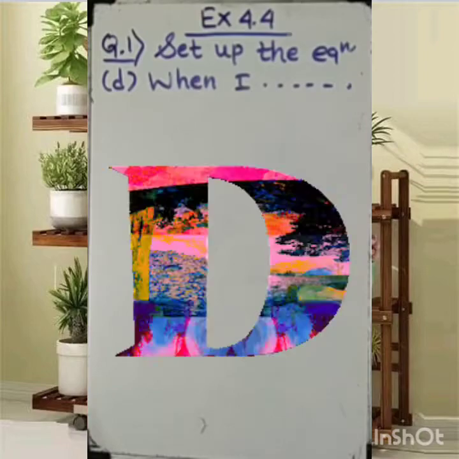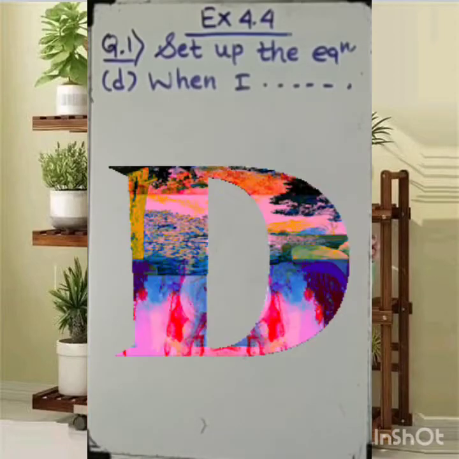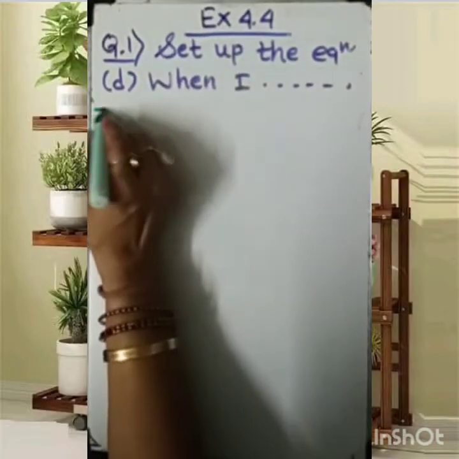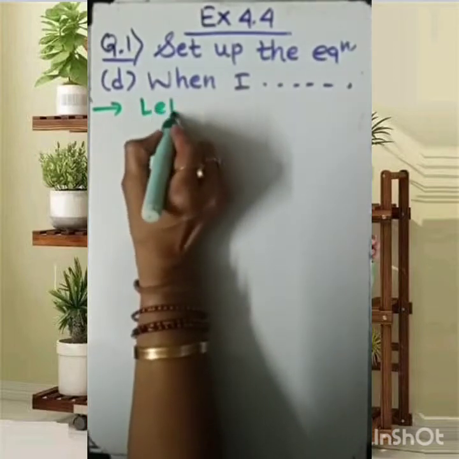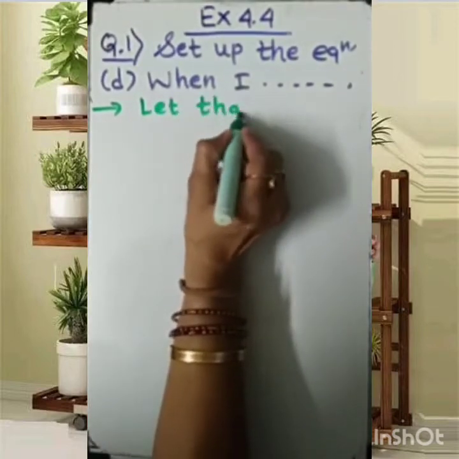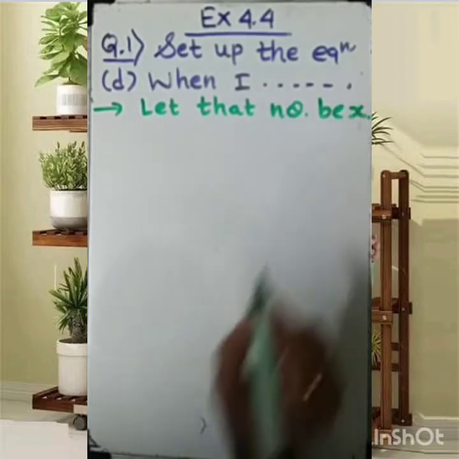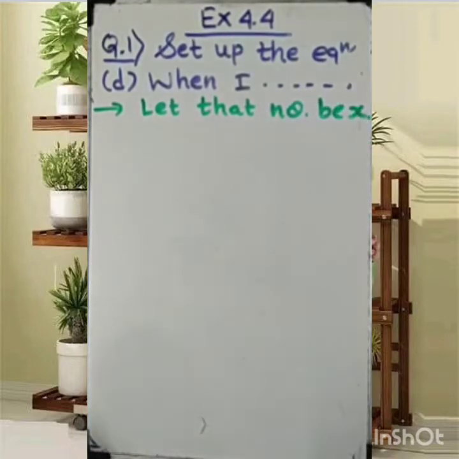So my dear student, the D part is: we are given, when I subtracted 11 from twice a number, the result was 15. I am repeating, when I subtracted 11 from twice a number, but we do not know the number. So we need to start our solution. Let that number be x.